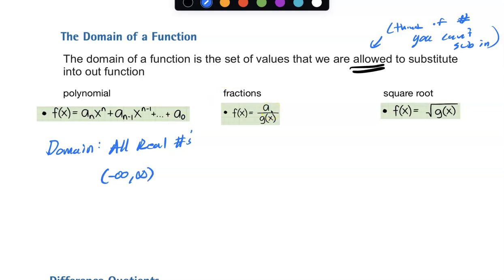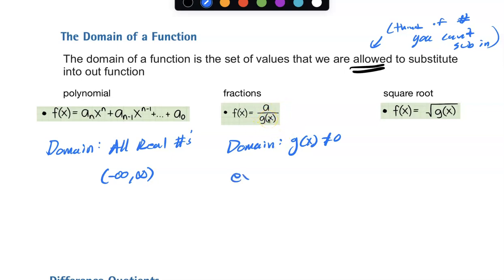Now, here's where it really starts, and then you probably see what I mean by allowed to, or think of numbers you can't plug in. In a fraction, you can't divide by 0. So my domain here is anything that's not making the bottom equal to 0. As long as the bottom doesn't equal 0, you're good.